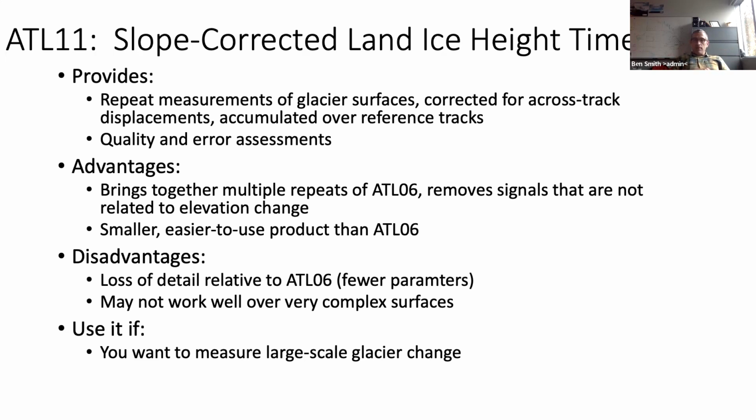It also propagates the errors from that measurement, so it tells you what the errors in the combined collection of ATL06s are. So this is a smaller and easier to use product compared to a bunch of ATL06s. It loses some detail relative to ATL06, and the reduction may not work as well over very complex surfaces. But this is the product that's designed to look at large-scale glacier change where you're not yet ready to go to a map fuse product.